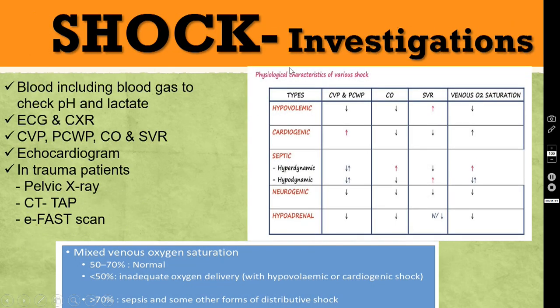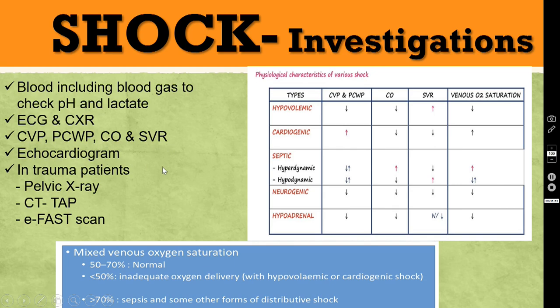So coming to the investigations you have to do in case of a shock patient. You have to draw blood for blood gas to check for pH and the lactate level in the blood. You should also do an ECG and chest X-ray to rule out any cardiogenic problem. You should measure the CVP, pulmonary capillary wedge pressure, cardiac output, systemic vascular resistance. All these things you have to record.